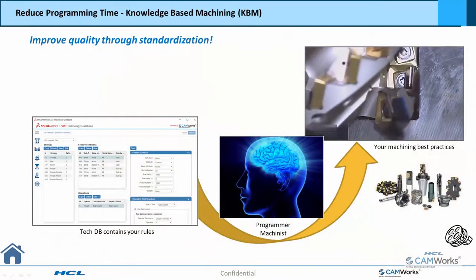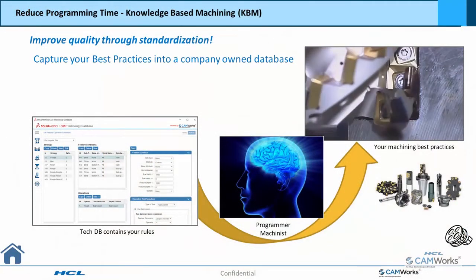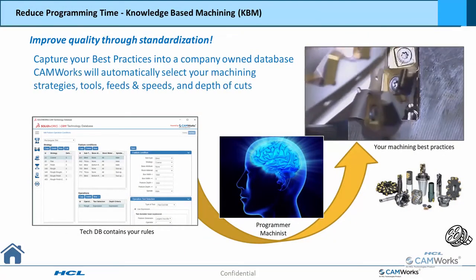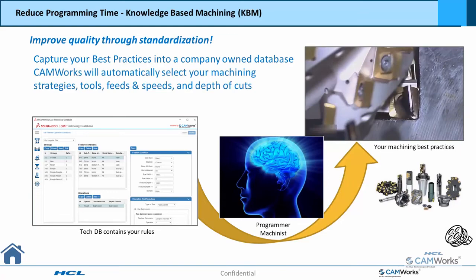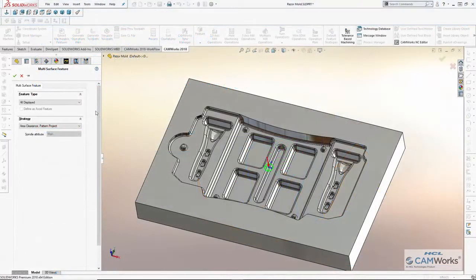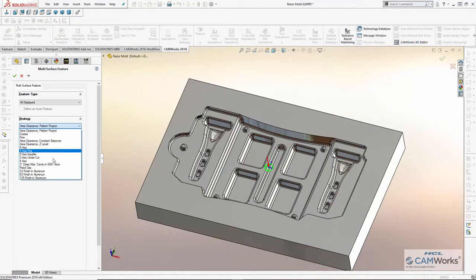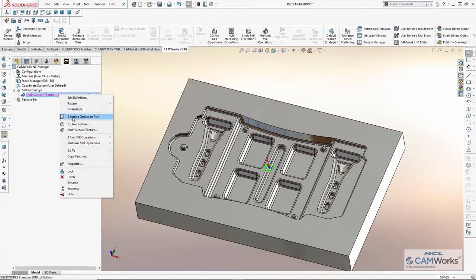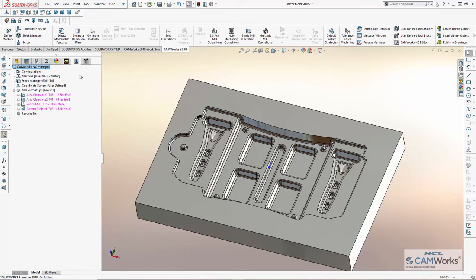CAMWorks knowledge-based machining is fully customizable, so you can capture your own best practices, and CAMWorks will automatically generate all of the operations with the tools, feeds, speeds, and depth of cuts. In this case, I'll select the machining strategy I've already stored for machining mold cavities using CAMWorks volume mill to generate ultra-high speed toolpaths for the roughing. Once selected, I can now generate all of the operations and toolpaths for machining the cavity automatically.